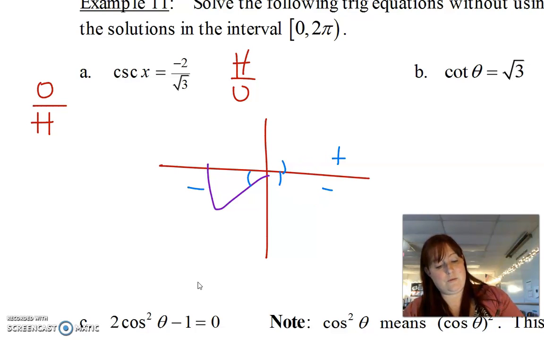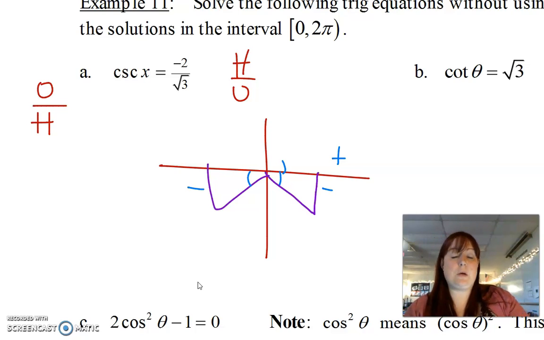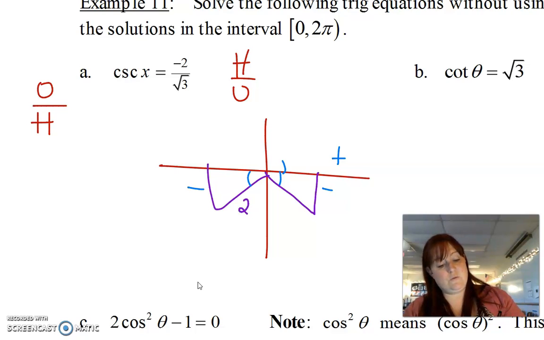Let's redraw that one. So those are the only 2 triangles we could possibly use. And so then we know that hypotenuse has to be 2, right? And the opposite has to be root 3.